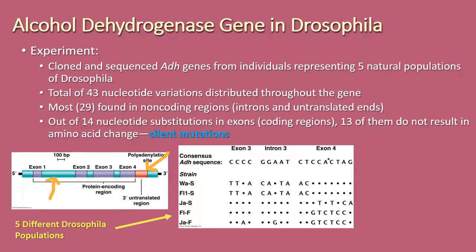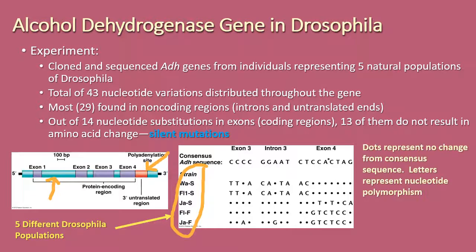And so we can see here you have the 5 different Drosophila populations. Now, the little dots represent where the DNA sequence was the same as what's present in the consensus sequence. But there's one here, this one, that is the only one that actually resulted in a phenotypic change, a change in amino acid sequence. So out of the 13 of these mutations that changed the nucleotide sequence, it did not change the amino acid sequence except in this one instance.